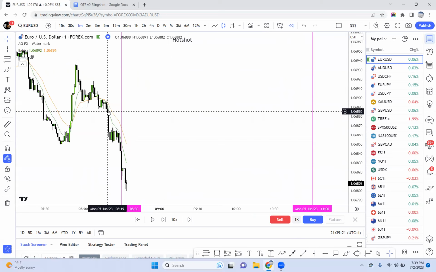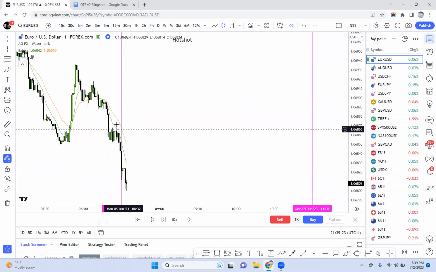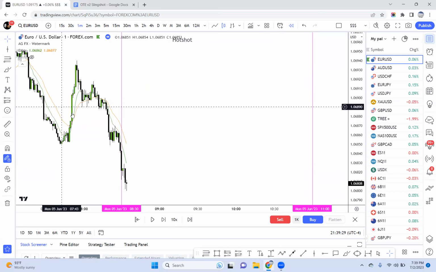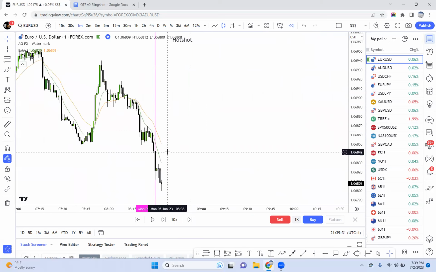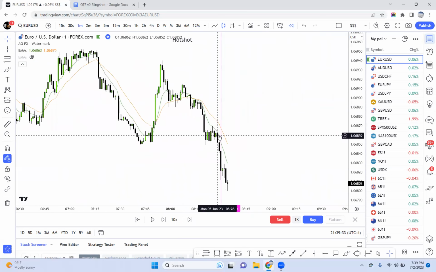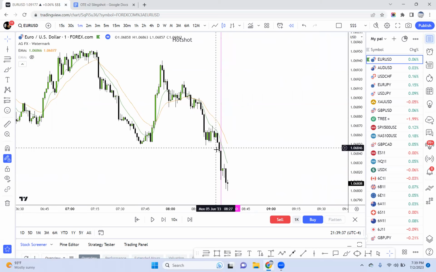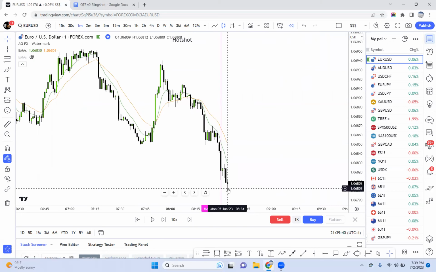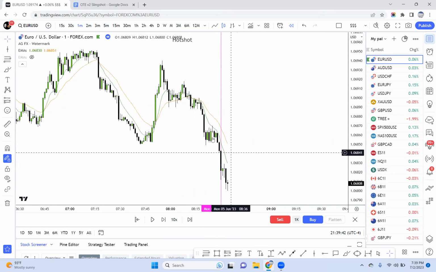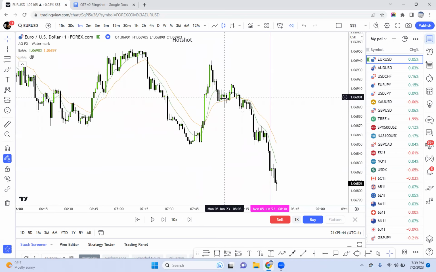Okay. So now if we look at my chart, the orange line is 21 and the green line is a 9. Whenever the green is below the 21, we're looking for sells. Whenever it's above, we're looking for buys. Now, when price is extended away from the EMAs, it's in an expansion phase. We want to wait for price to retrace back into the EMAs, much like it did right here.